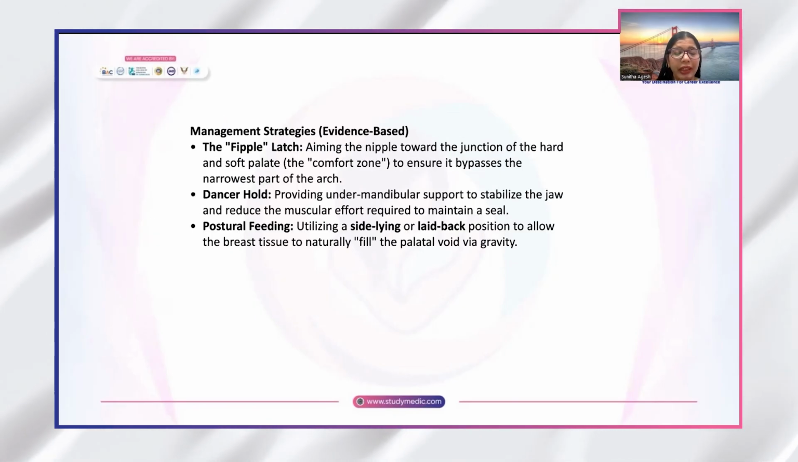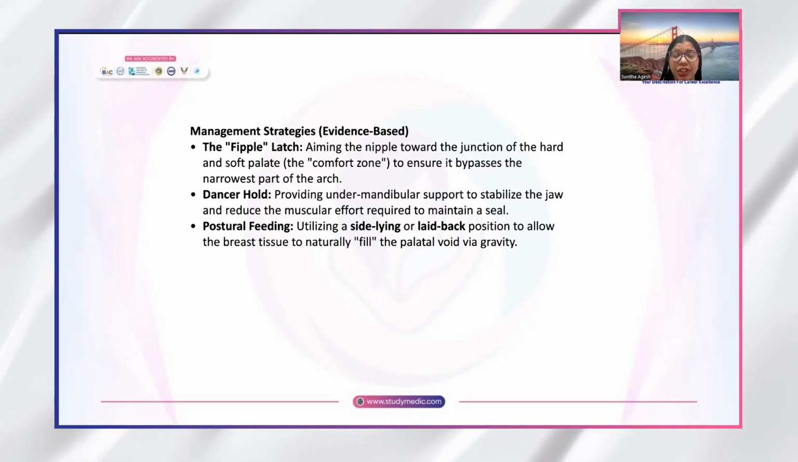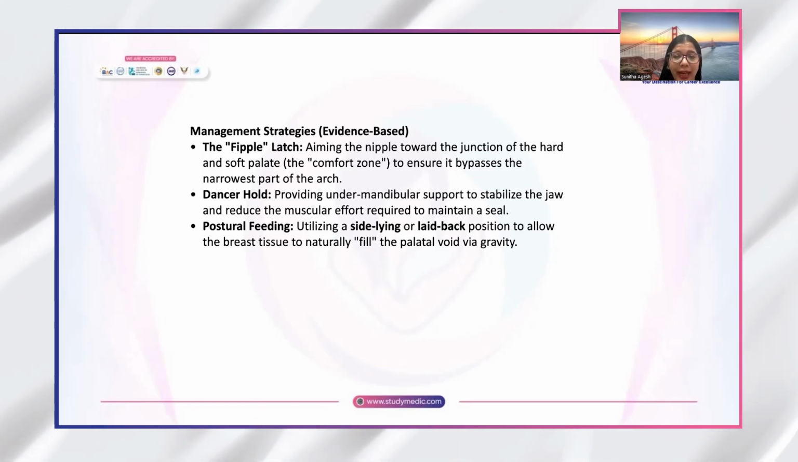So here we can try the technique, super latch. We can aim the nipple toward the junction of the hard and soft palate, because whenever the baby is sucking, the nipple should reach the junction of the soft and hard palate, right? Then only we can achieve a proper latch.